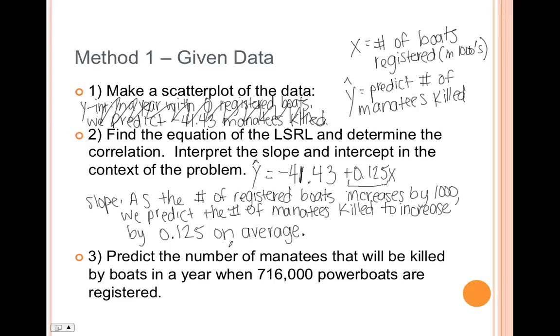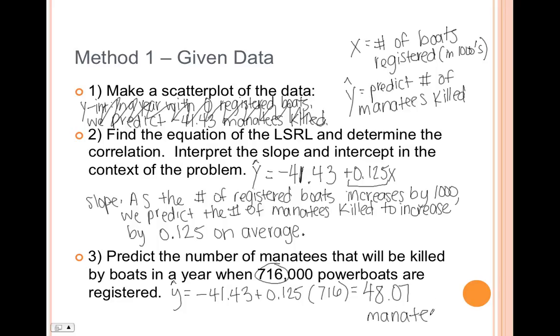Okay, to predict the number of manatees that will be killed by boats in a year when 716,000 powerboats are registered, this is my x variable, and so I'm just going to plug that in for x. Now again, I need to be careful because x was the number of boats registered in thousands. So I'm not going to plug in 716,000. I'm going to plug in 716. So y hat is going to equal negative 41.43 plus 0.125 times 716. And that gives me 48.07 manatees.